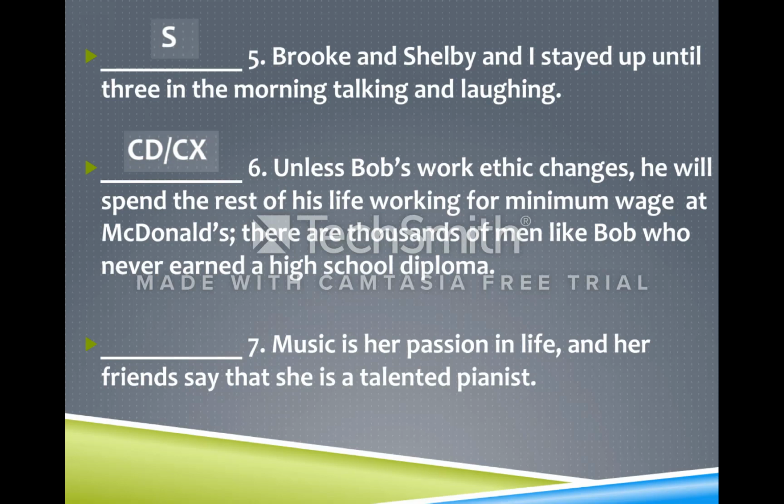Number 7, music is her passion in life, and her friends say that she is a talented pianist. There are 3 clauses in this sentence. Music is her passion in life is independent. Her friends say is independent. That she is a talented pianist is dependent. So here we have 2 independent clauses joined by the coordinator and, and a dependent clause. And this one is another compound complex sentence.